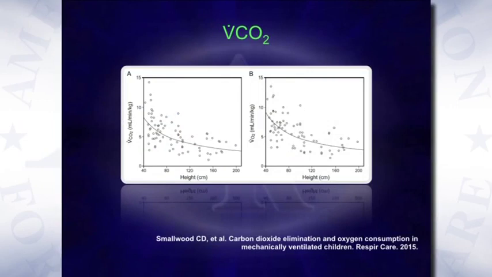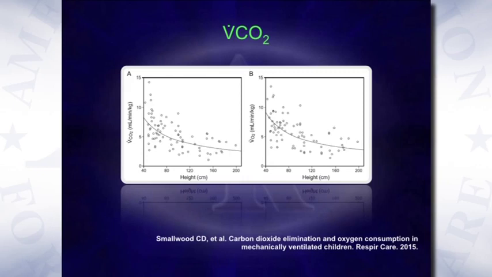So what is a normal VCO2? A normal CO2 elimination in infants and pediatrics. My group at Boston Children's Hospital, we published in 2015 in the Respiratory Care journal a study assessing just this. What we did was we took several dozen patients admitted to our ICU during mechanical ventilation, and we applied an indirect calorimeter, essentially a device that measures not only VCO2 but also oxygen consumption. This device is very accurate, albeit a little bit cumbersome and not especially practical for continuous measurement at the bedside.